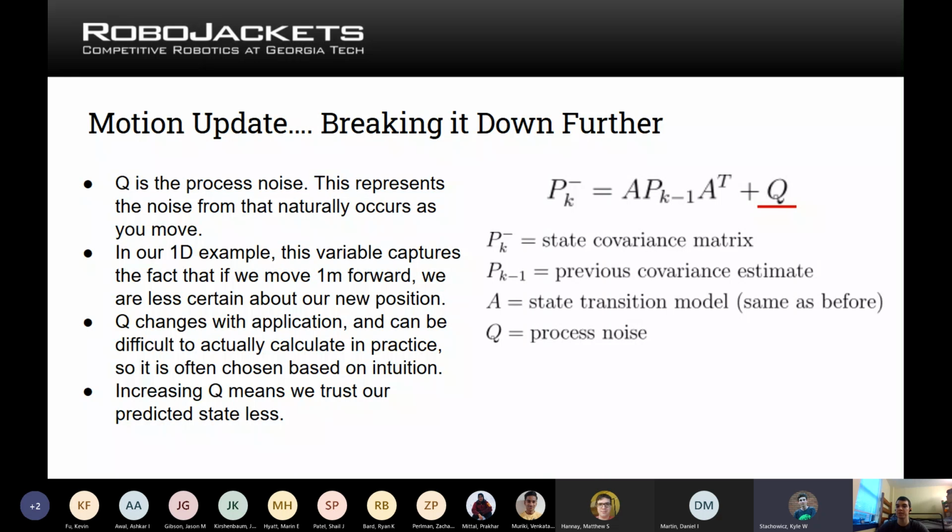Another thing is, say your robot's moving on different terrain, your Q value will realistically change as well. It's based on exactly what the surface is you're moving on, it'll change. So it is kind of based on intuition, and you're trying to get this variable into the right ballpark essentially.